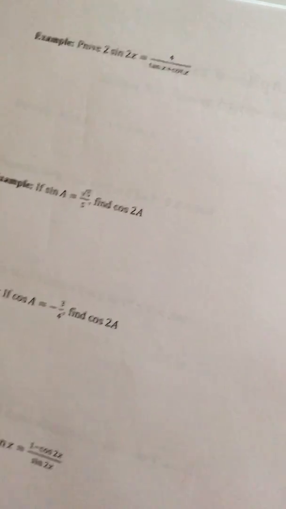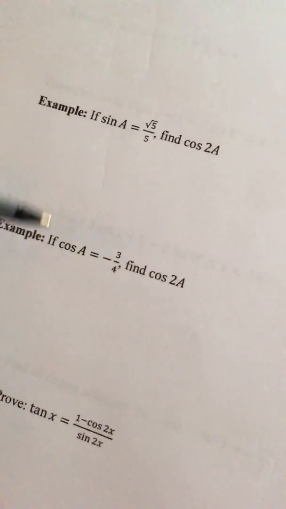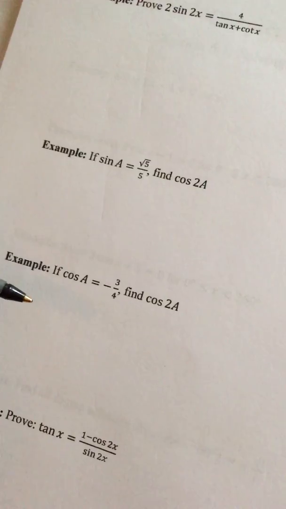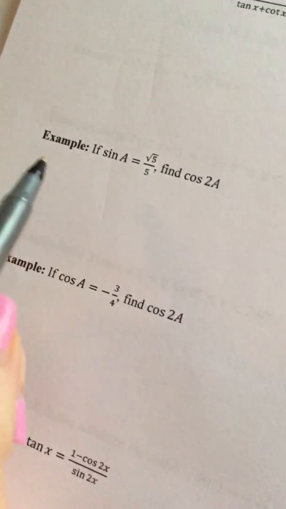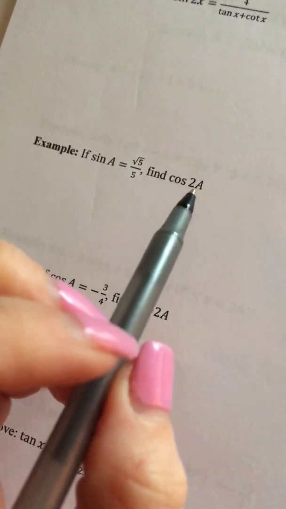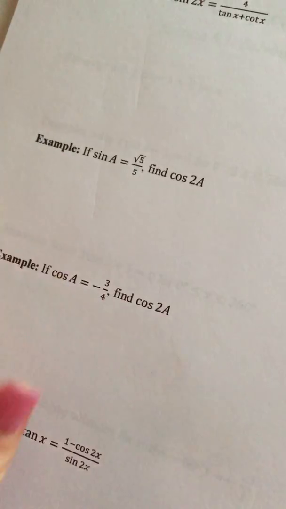So our next page here, I'm going to jump around. I'm actually going to do these second and third examples first, and then I'll go up to the prove it questions. That way we get to see the formula a little bit more. So if sine of A is root 5 over 5, find the cosine of 2A.